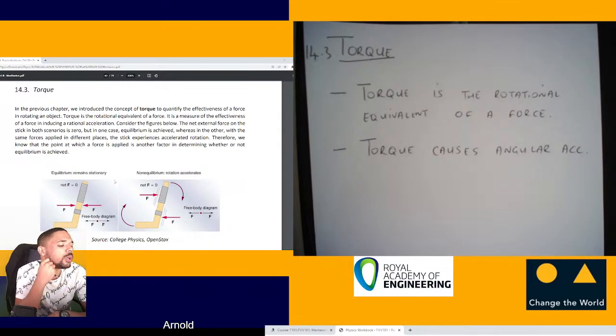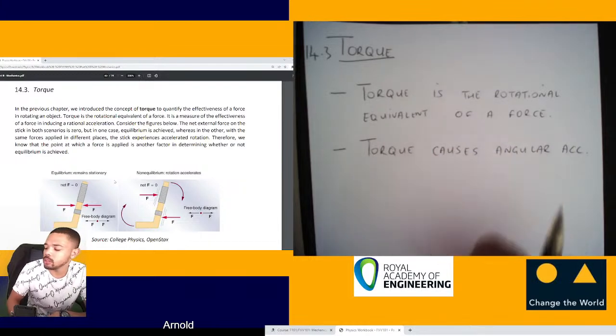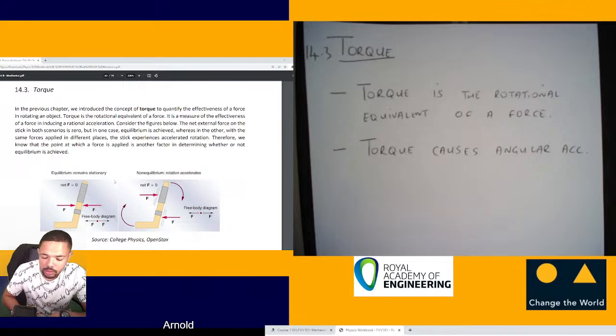Now consider the figures below. They say the net external force on the stick in both scenarios is 0. But in one case equilibrium is achieved, that is the first one, whereas in the other, with the same forces applied in different places, the stick experiences accelerated rotation. Therefore, we know that the point at which a force is applied is another factor in determining whether or not equilibrium is achieved. So where you apply the force can determine whether equilibrium is achieved or not.